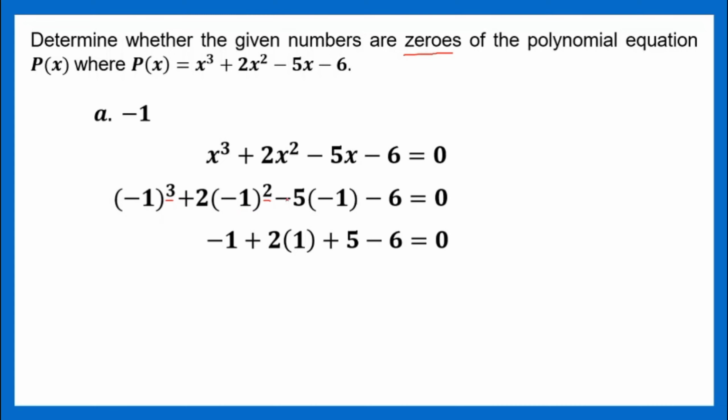Tapos, negative 5 times negative 1. So, multiply din itong dalawa. The answer is positive 5. Minus 6 is equal to 0. Tapos, times muna natin yung 2 times 1. So, negative 1 plus 2 plus 5 minus 6 is equal to 0.